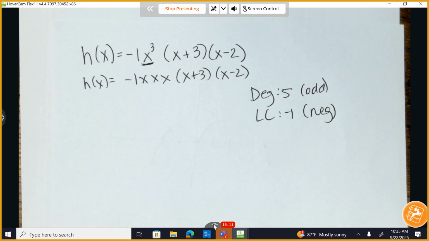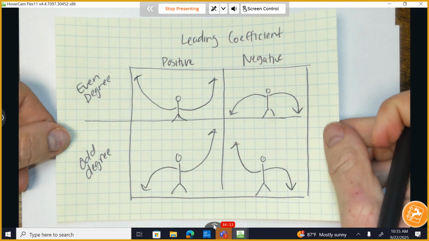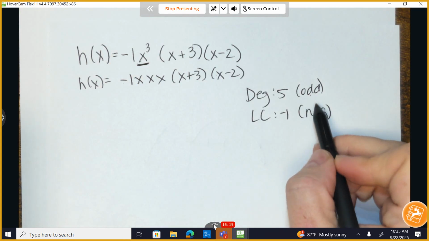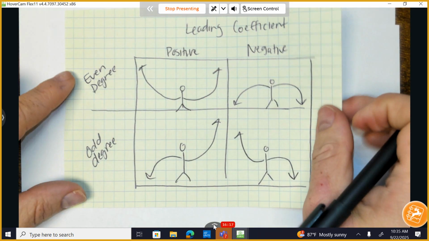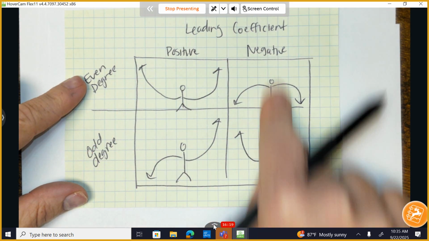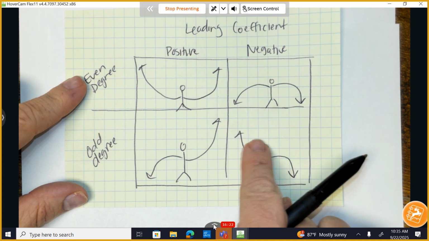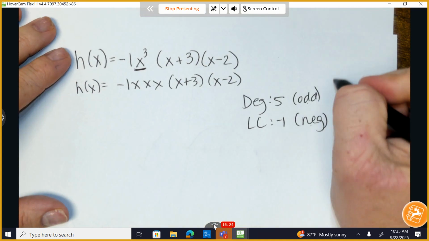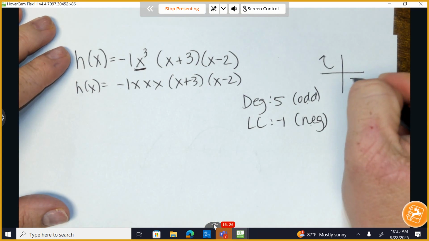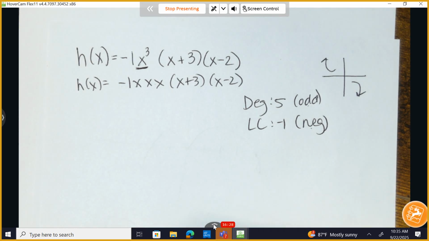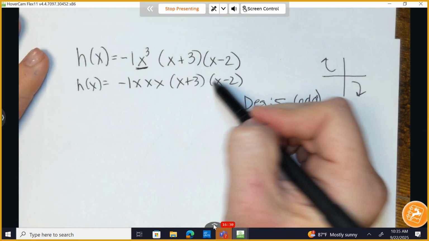So please do me a favor. Take out in your notes and find your end behavior chart and find odd negative. Odd negative says up on the left and down on the right. Up on the left and down on the right. Now, I personally like this form.